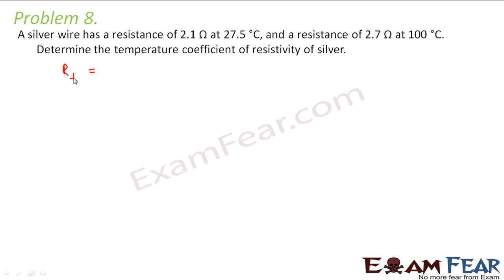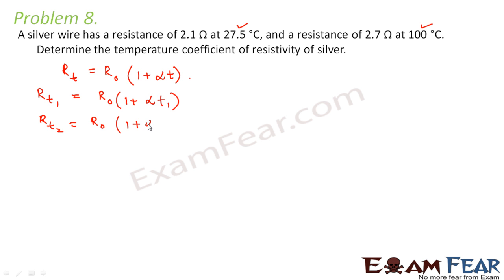We know that RT, that is resistance at any temperature T, is equal to R naught into 1 plus alpha T, right? Now using this, here we are talking about two different temperatures. Let us call these two temperatures T1 and T2. So we will get two expressions somewhat like this. RT1 is equal to R naught into 1 plus alpha T1 and RT2 is equal to R naught into 1 plus alpha T2.